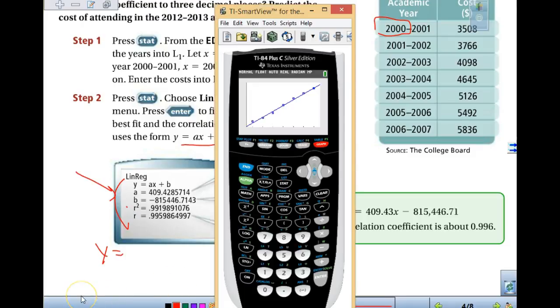If you are rounding slope, it's going to be less accurate. So when I look at my y equals, I had to go to my 409.42x. I put in my minus 815,446.7. The first time I didn't have any numbers behind the decimal point. The second time it was better. Everything that you did, and mine still doesn't do anything. That's because of your data.